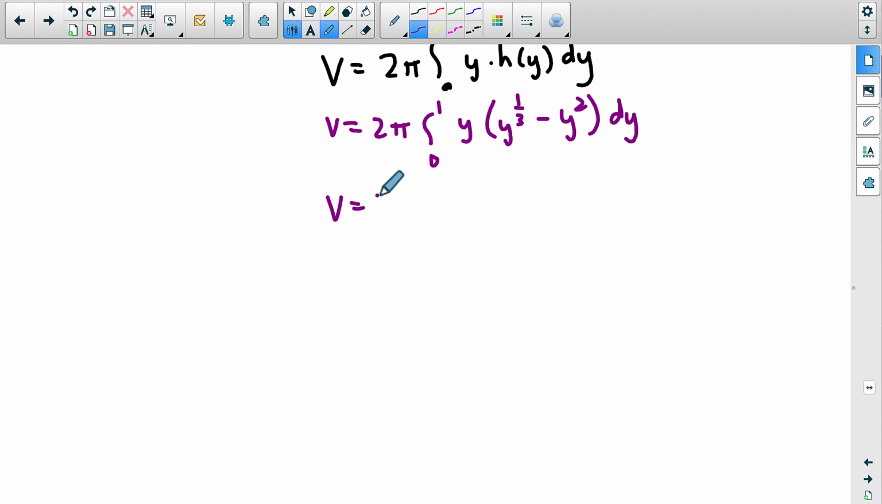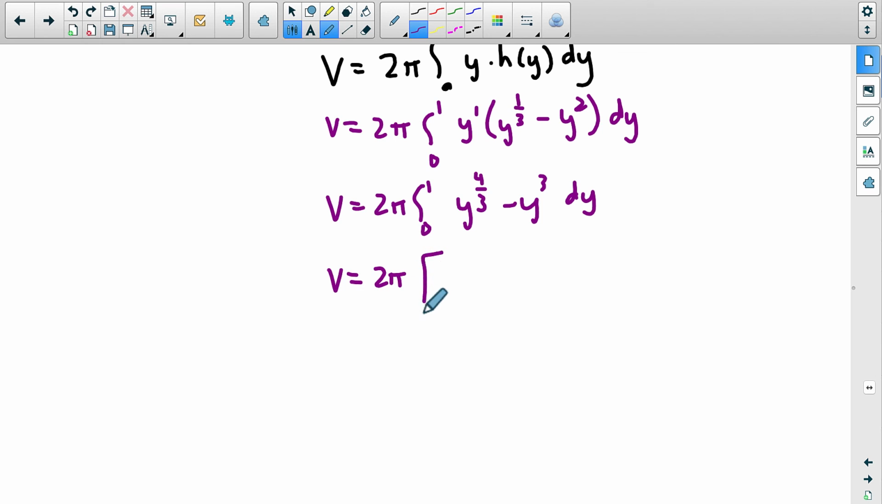So V equals 2 pi, 0 to 1. Let's multiply, distributive property. Add the exponents. We got 1 here and 1/3 there, which is 1 1/3 or 4/3. So y to the 4/3 minus y cubed, since 1 and 2 is 3. And we're going to integrate in terms of y. Let's actually integrate now.